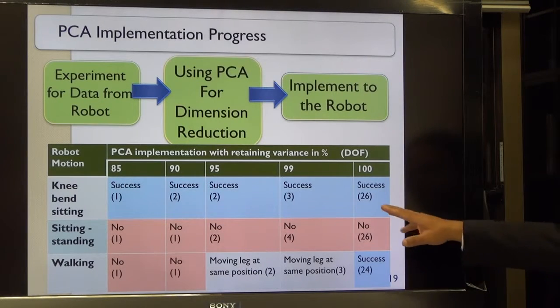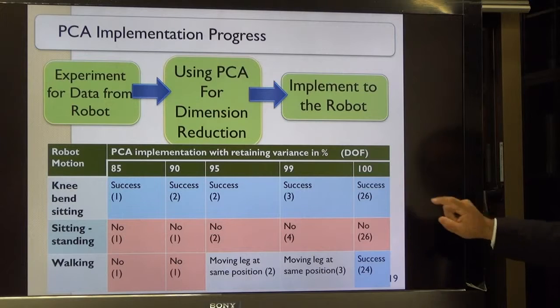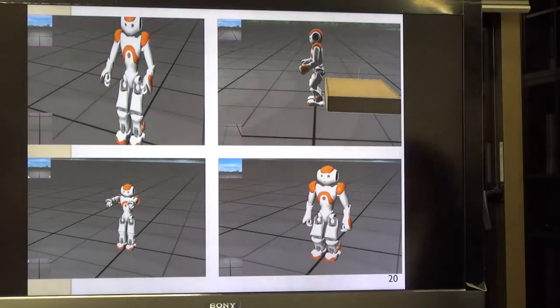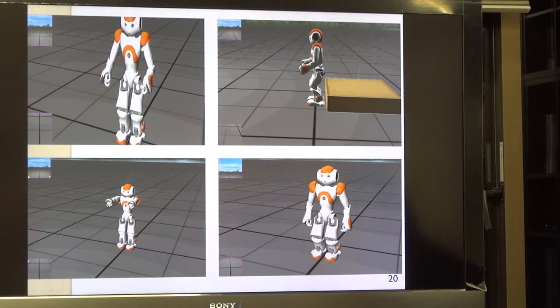These are the degrees of freedom. If we take 100% variance, we use all 26 degrees of freedom. If we take 99% variance, only 3 degrees of freedom are used. This is the task performed by the robot after PCA.